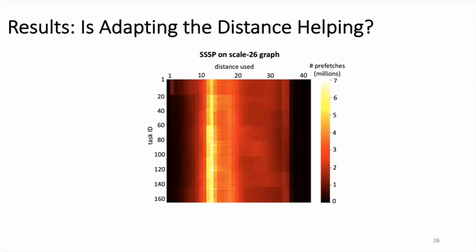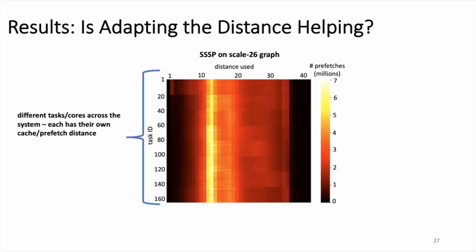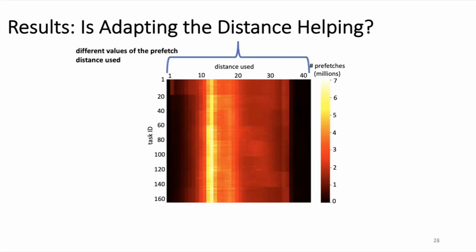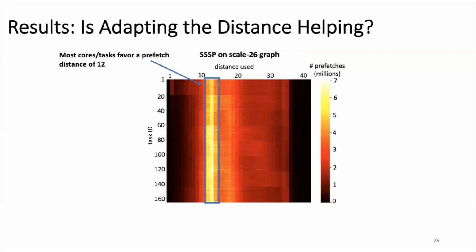The way to interpret this is that each row in the heat map is one of the cores on the system. I think I was using about 8 locales here, so it's 20 cores per locale. Each core has its own remote cache, therefore its own prefetch distance that's independent of the other cores. And each column in this heat map represents the different values we use for the prefetch distance. The brighter something appears, the more prefetches we issued with that distance from a given core. So for instance, if we look at this bright column, it says that at some point the majority of the cores were favoring a distance of 12. That's what they were using for the most part throughout the program.